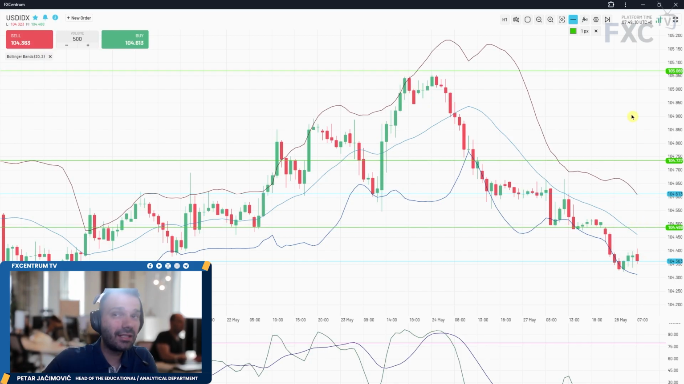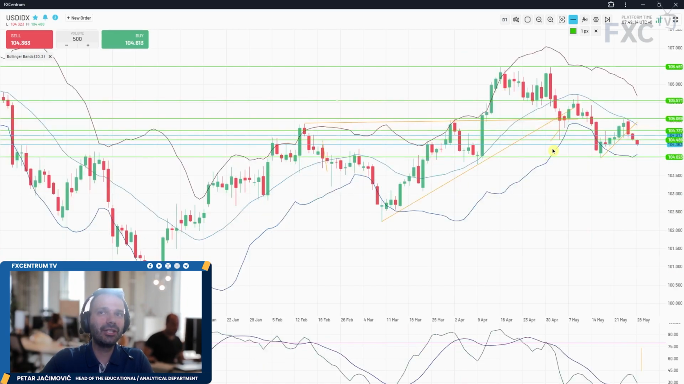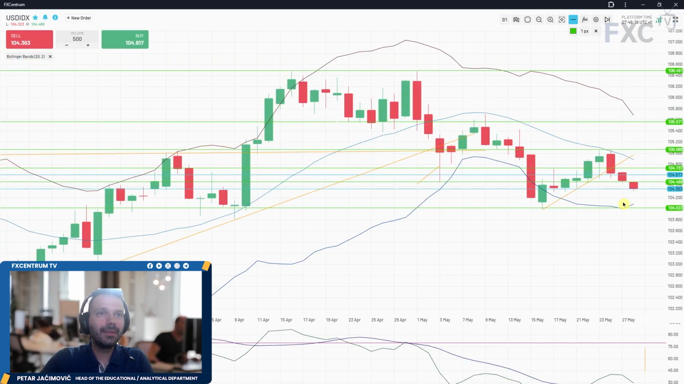We still don't have any confirmation so far. Still, sellers are in control. So it's just about patience and to see. For me, key support on the dollar index is at the 104 mark.